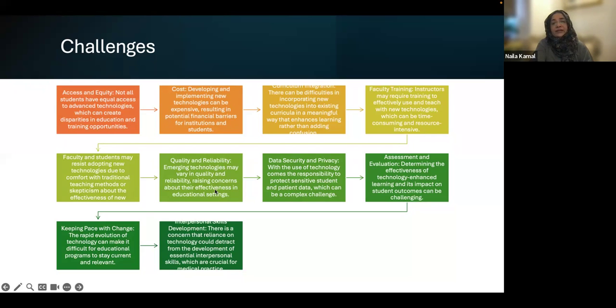Quality, reliability, then data security, like you said, assessments. You have to have a very robust assessment team who works with the ICT team to make sure that this is foolproof. Then keeping pace, this is a big challenge.